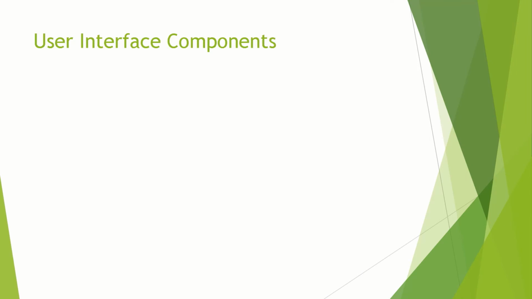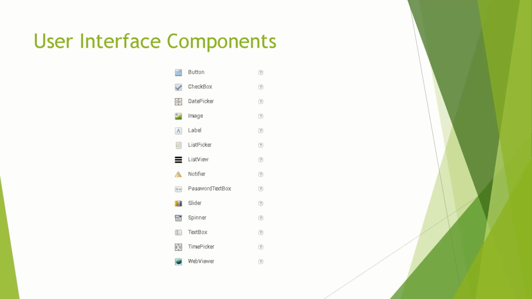Now, let's go back to our programming components. MIT has many ready-made components that you can use in your applications. Most common components are those used in application graphical interface. We call them user interface components. There are a lot of components in this category. The most common components are buttons, labels, text boxes, check boxes, list view, image.